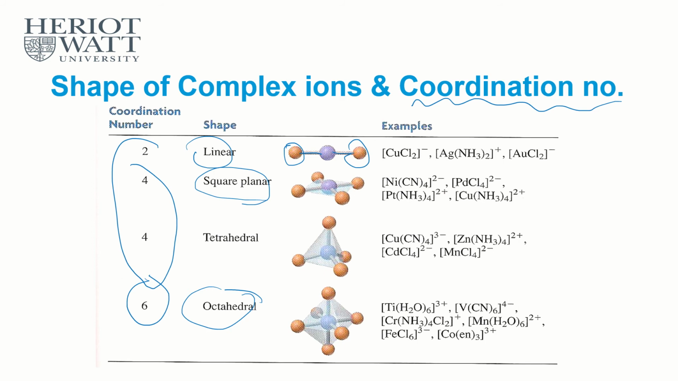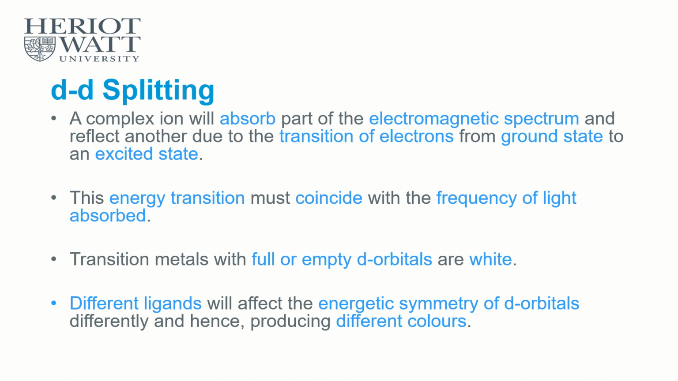Now, basically, we are done with the introduction to transition metal complexes: what transition metal complexes are, how to name them, what the shape is, and what the coordination number is. Next, we go into the main point, where we explain why transition metal complexes form colored compounds. The keyword for how they form colored compounds is d-d splitting.